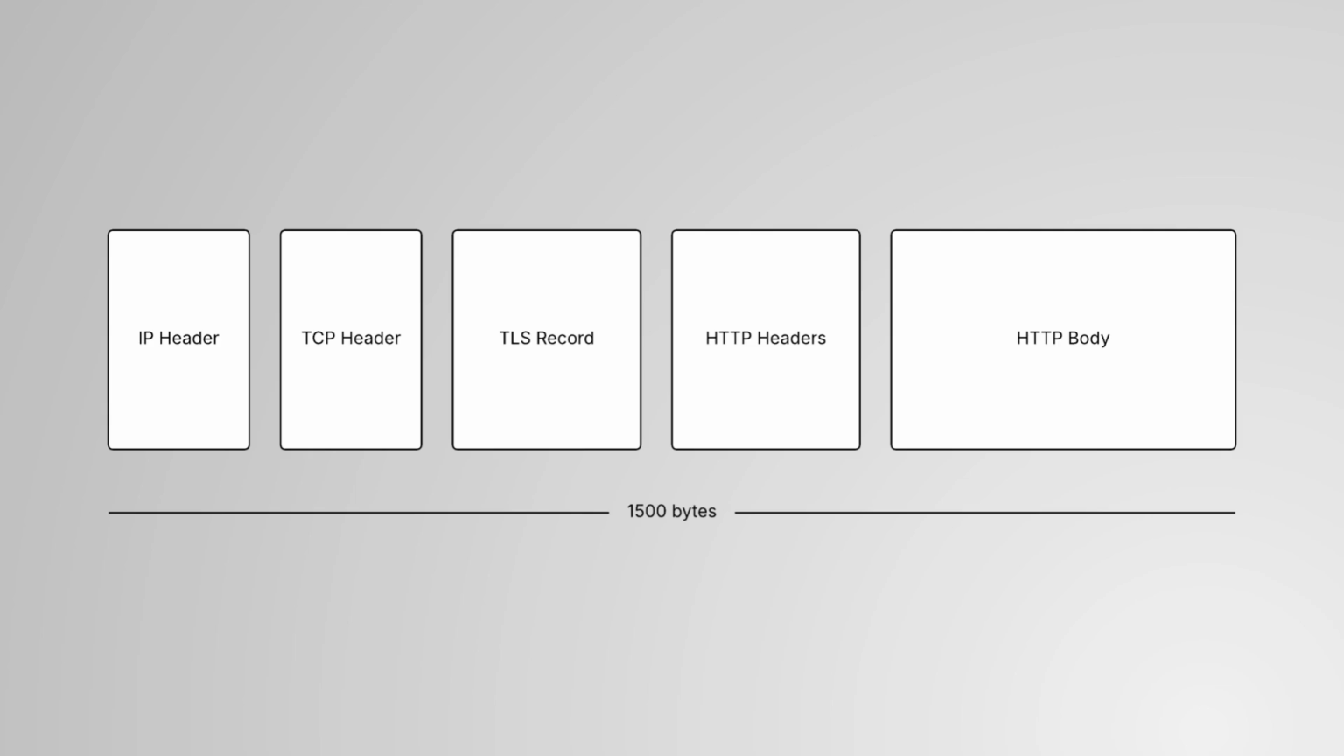The maximum size of a TCP segment depends on the MTU, the maximum transmission unit, on layer 3 of the OSI model, which is 1,500 bytes. Each IP packet has an IP header taking 20 to 60 bytes and a TCP header taking 20 to 40 bytes. And the rest of the 1,500 bytes is for the payload. For the largest possible payload that is still contained in one TCP segment, it would contain the TLS record for encryption, the HTTP headers, and finally, once all of that is accounted for, the remaining space is for the HTTP body, which is the candidate for compression.